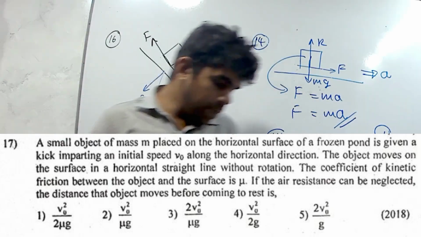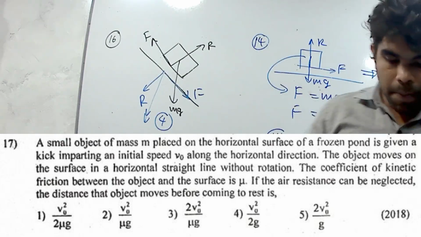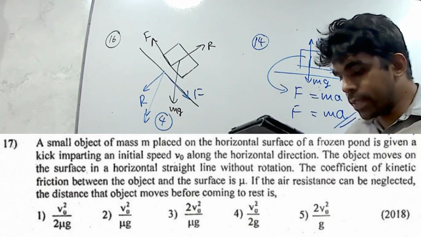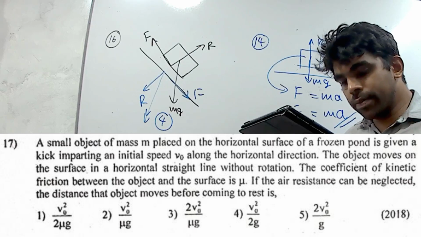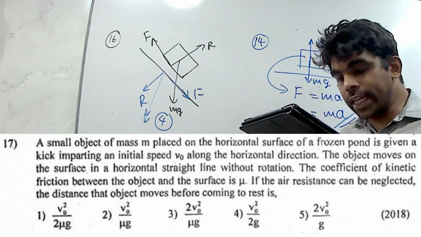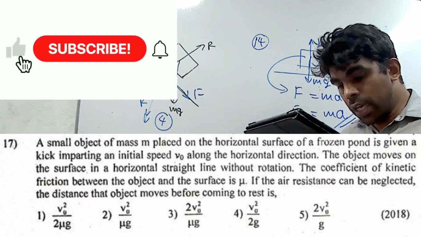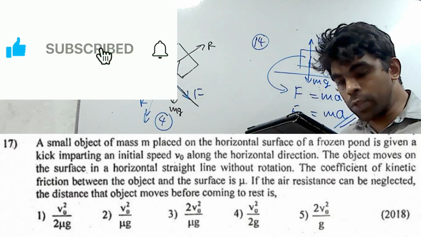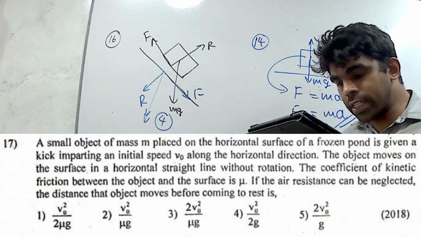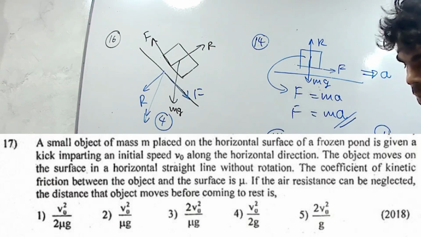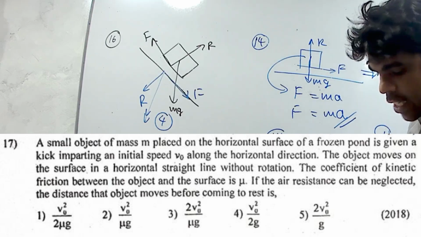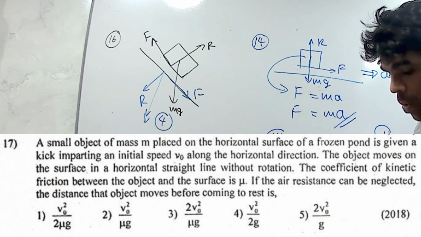17. A small object of mass M placed on the horizontal surface of a frozen pond is given a kick imparting an initial speed v0 along the horizontal direction. The object moves on the surface in a horizontal straight line without rotation. The coefficient of kinetic friction between the object and the surface is mu. If the air resistance can be neglected, the distance the object moves before coming to rest.